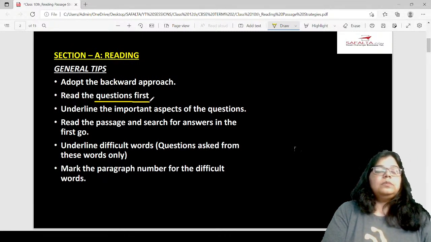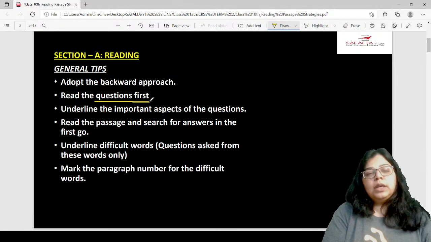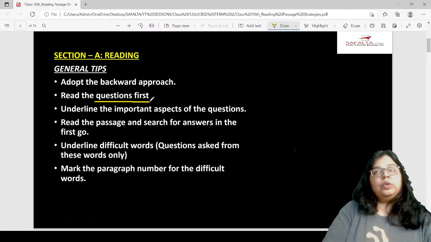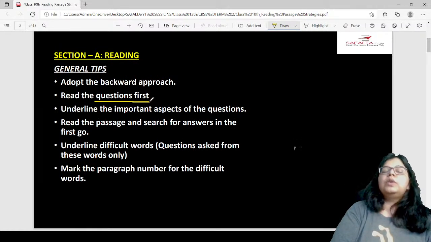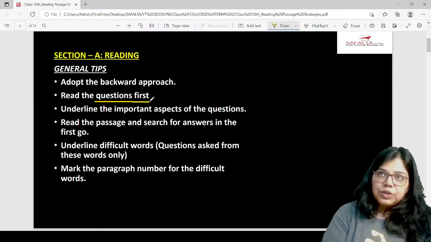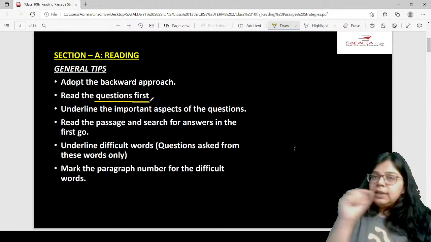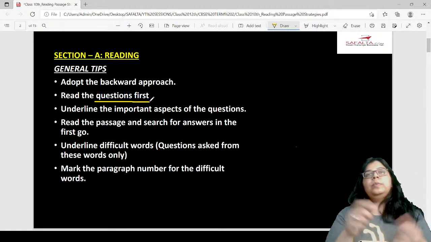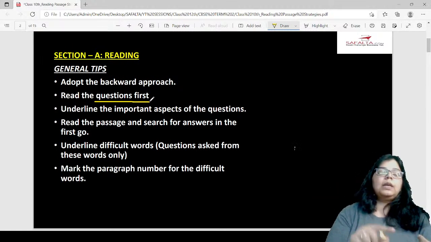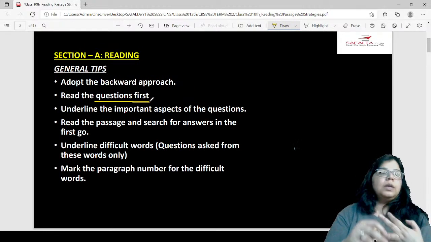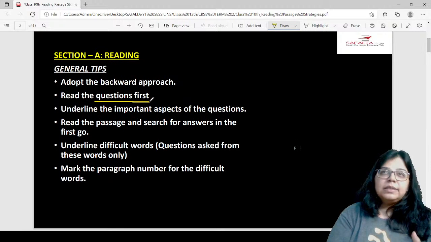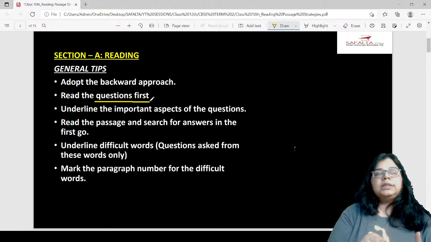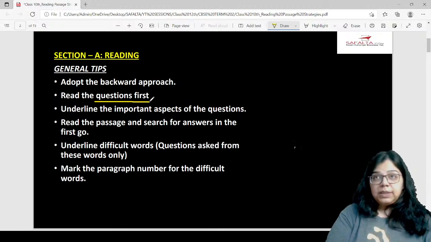But what do you have to do when you actually attempt it? How do you do it? That is what we are going to focus on now. So first you read the questions and you underline what is being asked. Are you being asked the reason for a specific thing? Are you being asked how a particular thing takes place? Are you being asked some fact related questions? Are you being asked the effect of something, right?